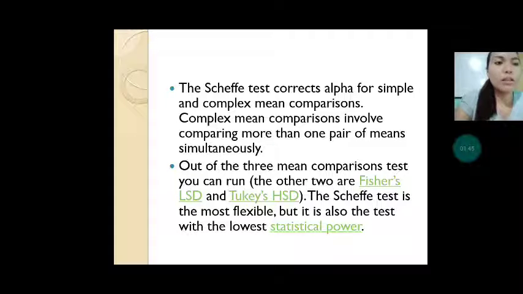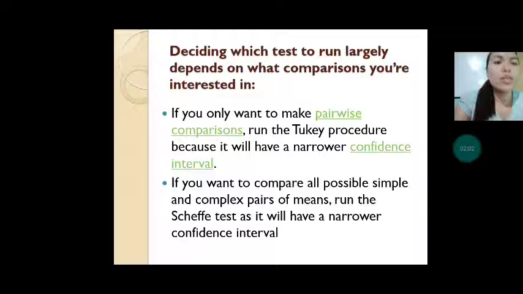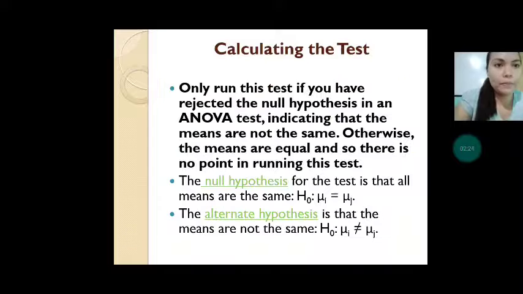So out of the three mean comparison tests you can run, the other two are Fisher's LSD and Tukey's HSD. But the Scheffe test is the most flexible, but is also the test with the lowest statistical power. So deciding which test to run largely depends on what comparisons you're interested in. So if you only want to make pairwise comparisons, run the Tukey procedure because it will have a narrower confidence interval. So if you want to compare all possible simple and complex pairs of means, run the Scheffe test as it will have a narrower confidence interval.